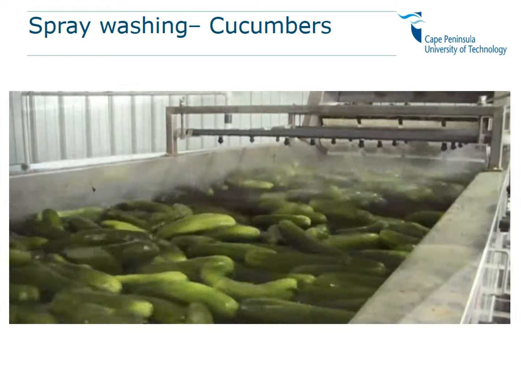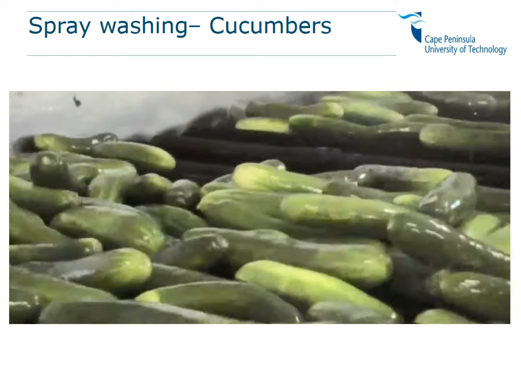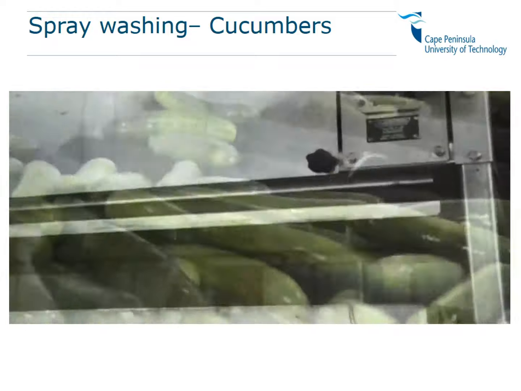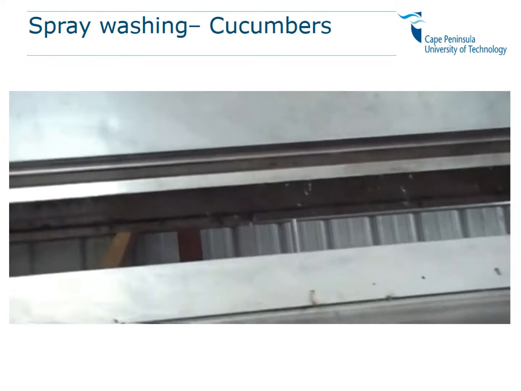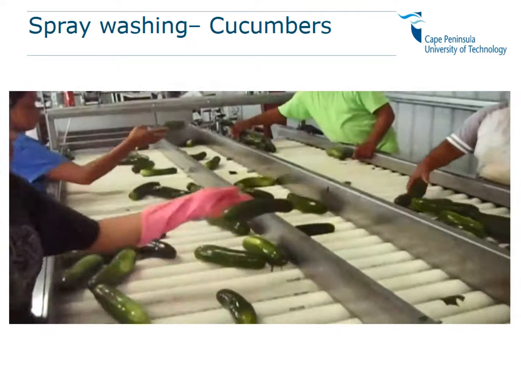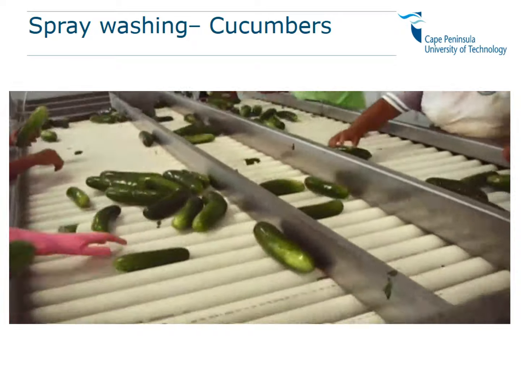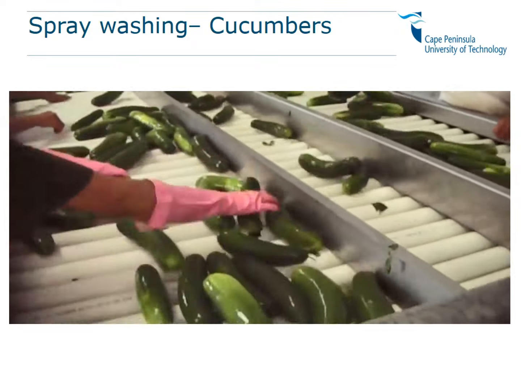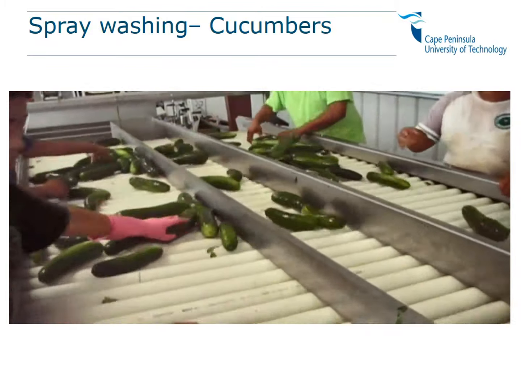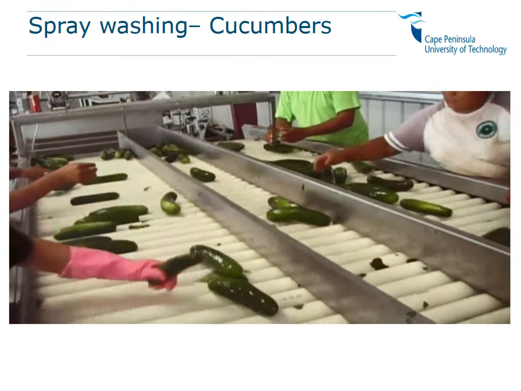Then the next step will be sorting, by manual sorting by hand. So people will remove cucumbers that may be damaged or that may not meet the specification. As you can see here, some of the cucumbers are removed and thrown in the middle. Very interesting.